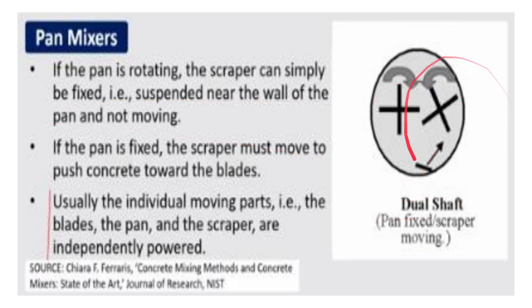So if the pan is moving, the scraper is not required to move, okay. If the pan is fixed, the scraper must move to push concrete toward the blades, and the opposite is also true. If the pan is fixed, the scraper should move, okay. Usually the individual moving parts, that is the blades, that is this one, the pan, that is the hole, and the scraper, that this is, are independently powered. As I told you, all are connected differently, so that by setting the various speeds and motions and directions, the optimized performance can be found out, okay. So as you can see here, it is a dual shaft where pan is fixed and scraper is moving.